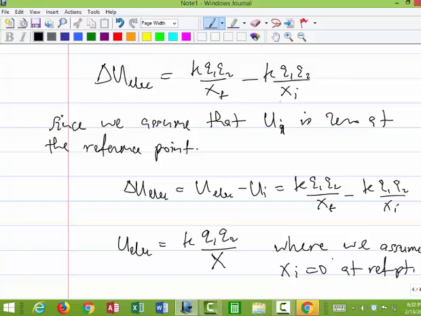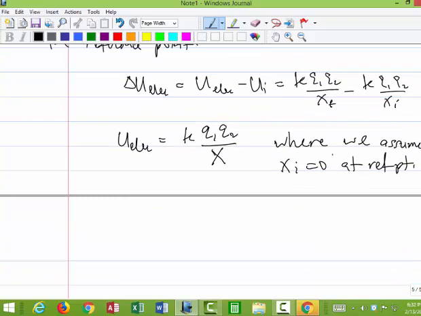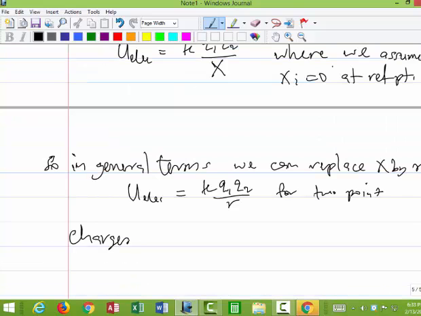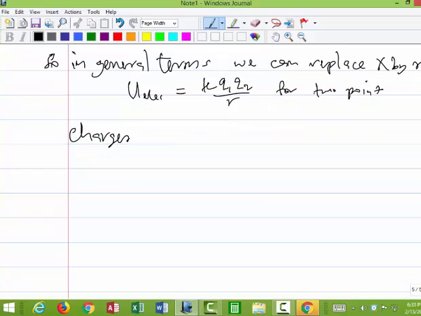And so we can now make it a general formula as they do in your text. In general terms, we just replace X by R, and then the electric potential energy can be written as K Q1 Q2 over R for 2-point charges. So that is for a 2-point charge system. In our calculation of work, we are taking the work done across any path.